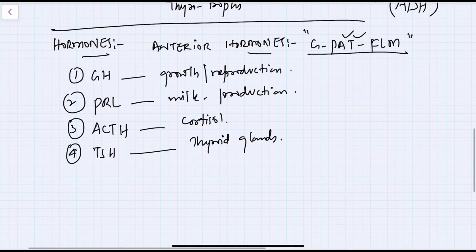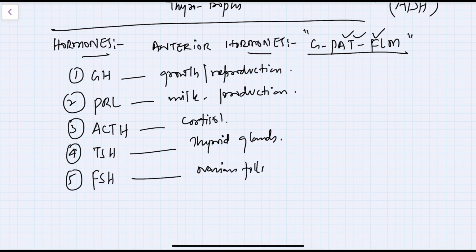And then we have the fifth hormone, which starts with F, the follicle stimulating hormone. This follicle stimulating hormone is present in females, and it stimulates ovarian follicle development, while in males it can support sperm production. So we can say it supports ovarian follicle development, and in males it controls sperm production.